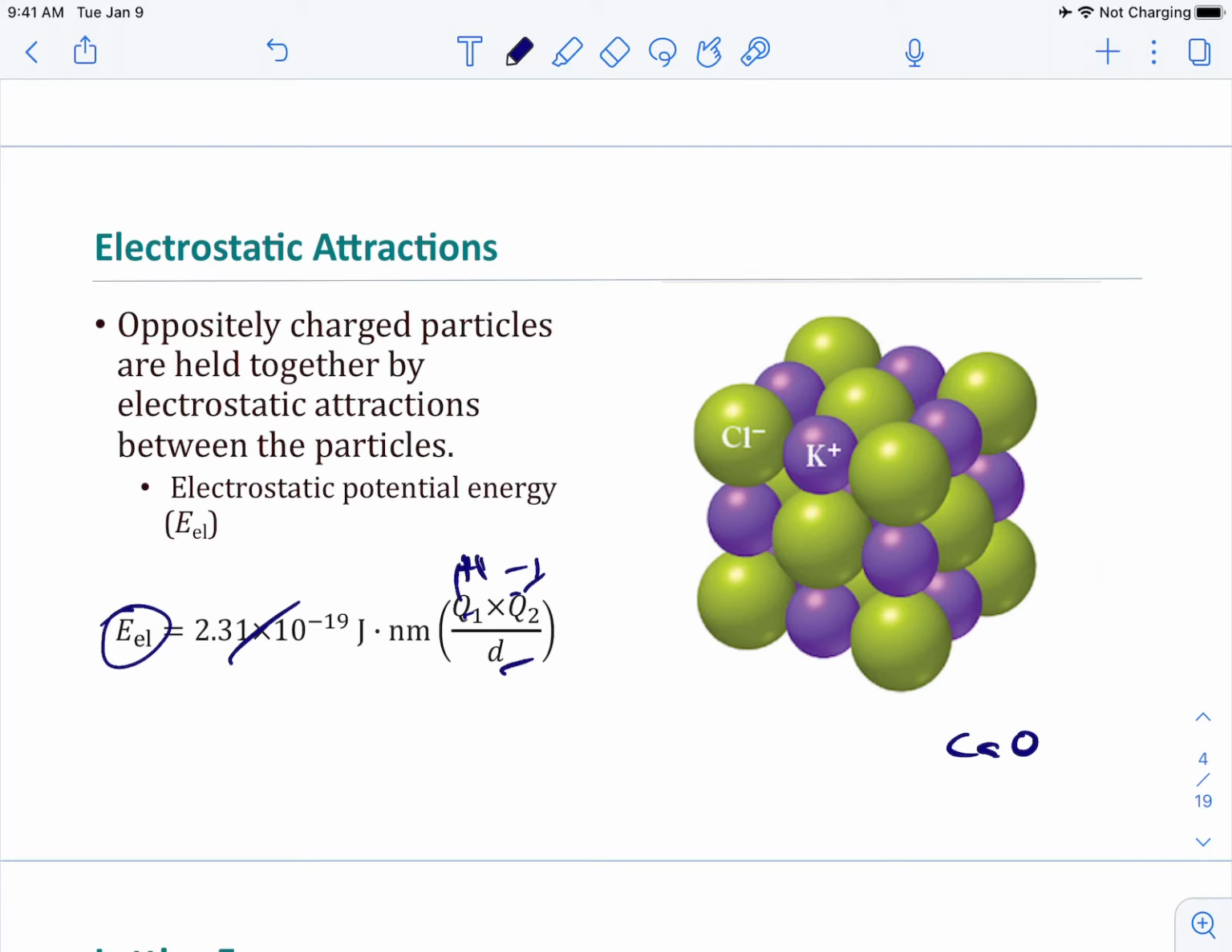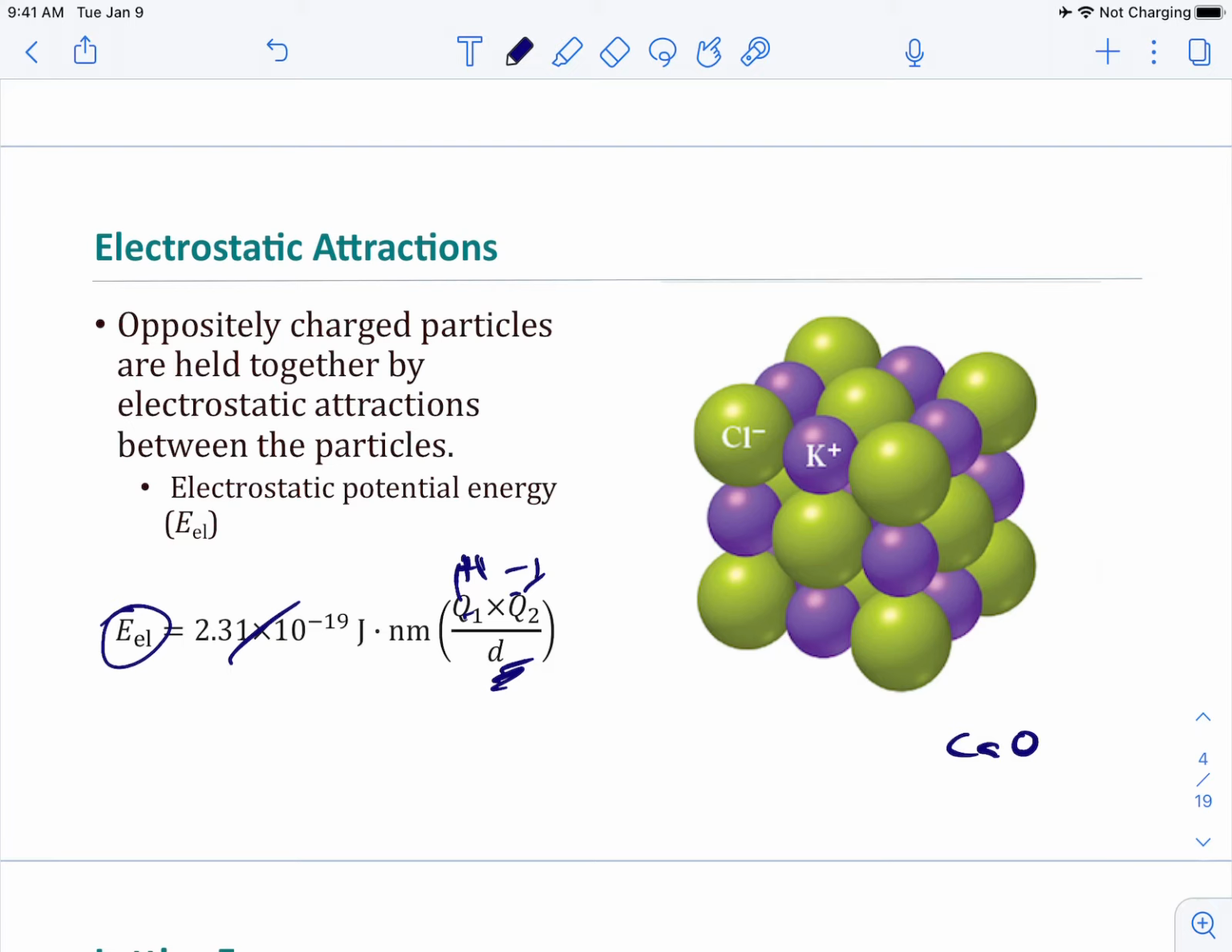+2, -2 are going to be attracted to each other more than +1, -1, and therefore make for a stronger crystal, stronger attraction. And of course, the greater the distance of separation, the weaker, because it's in the denominator, so they're inversely proportional. And what that means is, what's the distance between the ions? Well, we can estimate that by size.